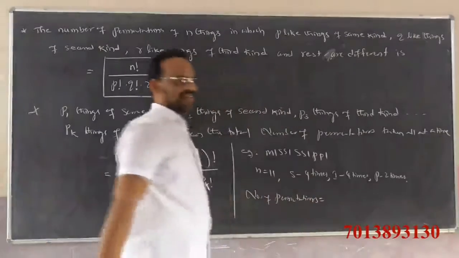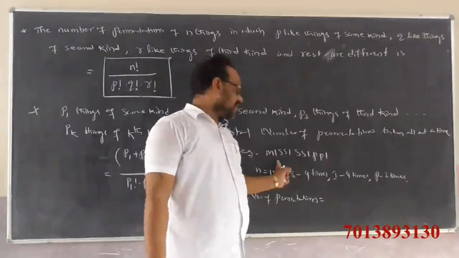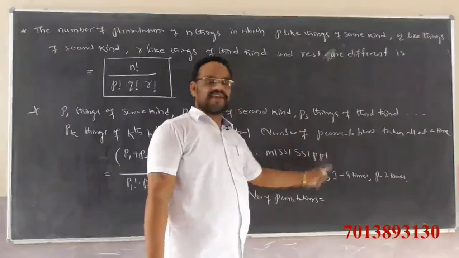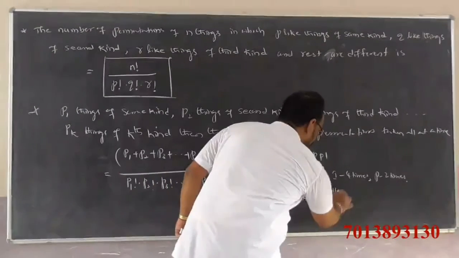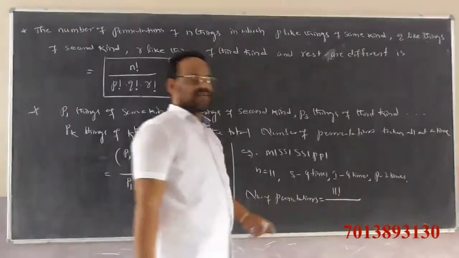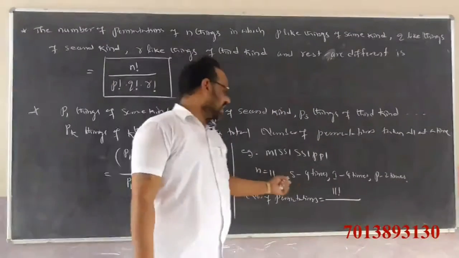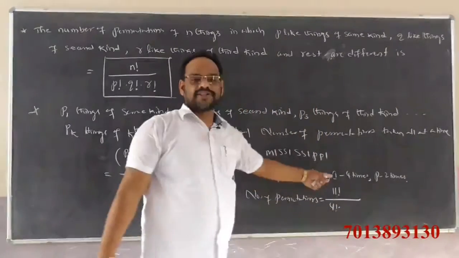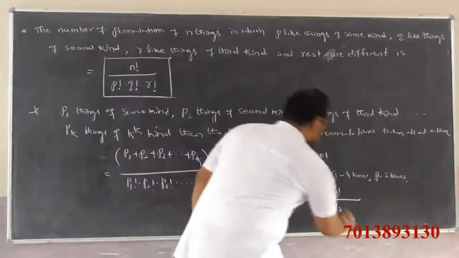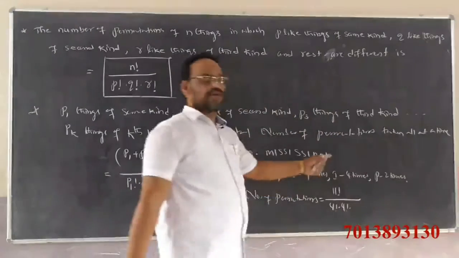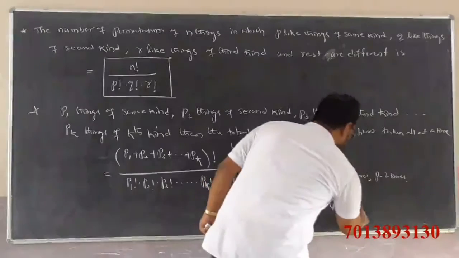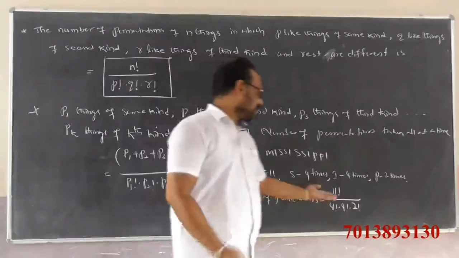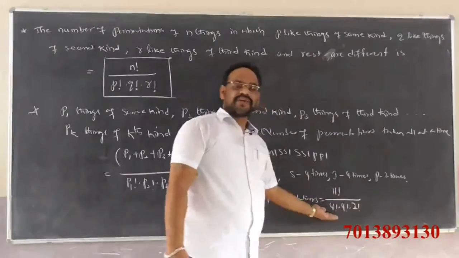Number of permutations is equal to n factorial, that means 1, 2, 3, 4, 5, 6, 7, 8, 9, 10, 11. 11 factorial divided by... Which letters are repeated? S is repeated 4 times, so 4 factorial. Also I is repeated 4 times, so 4 factorial. Also P is repeated 2 times, so 2 factorial. Which are repeated, divide the total number of permutations by the repeated permutations, and we get the total permutations.